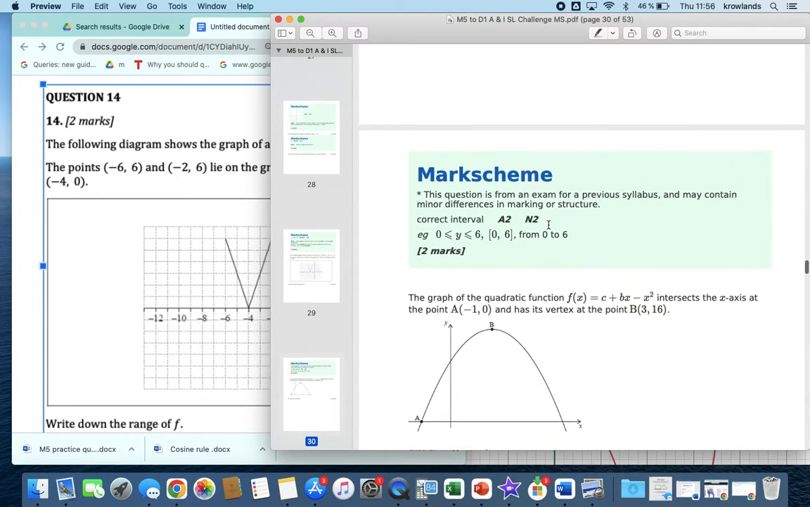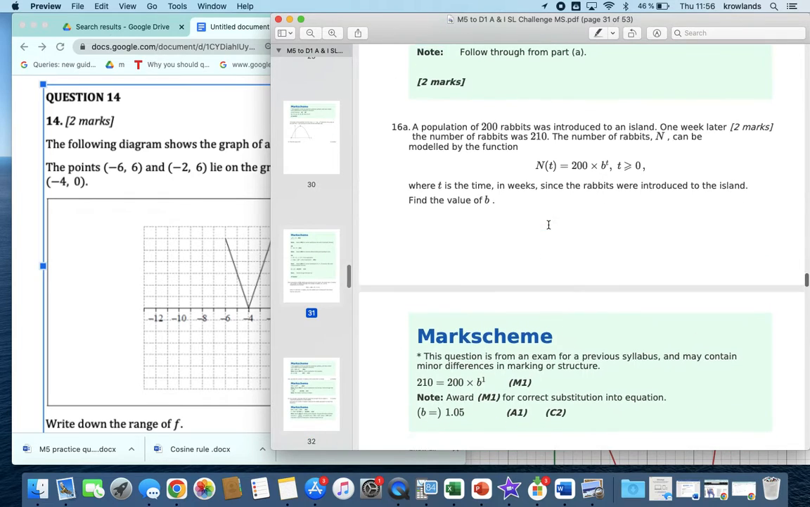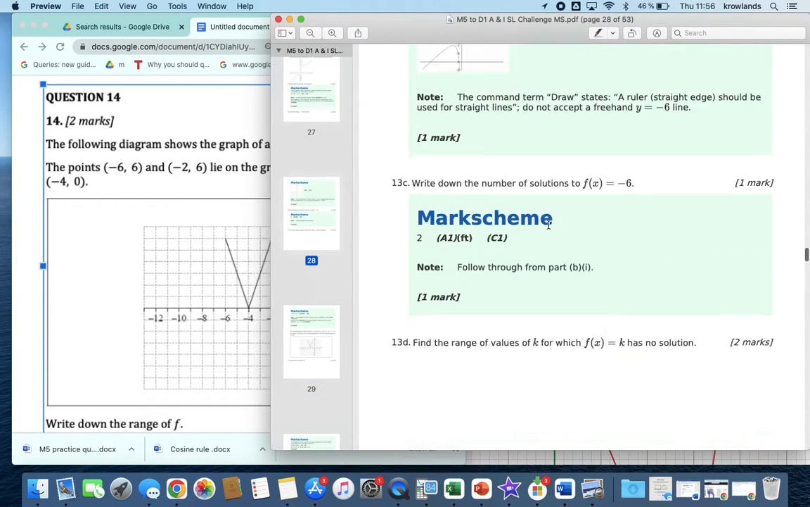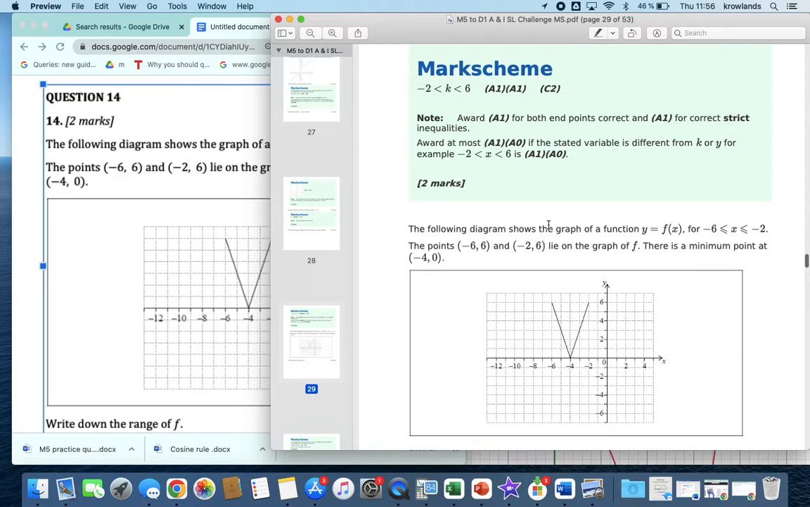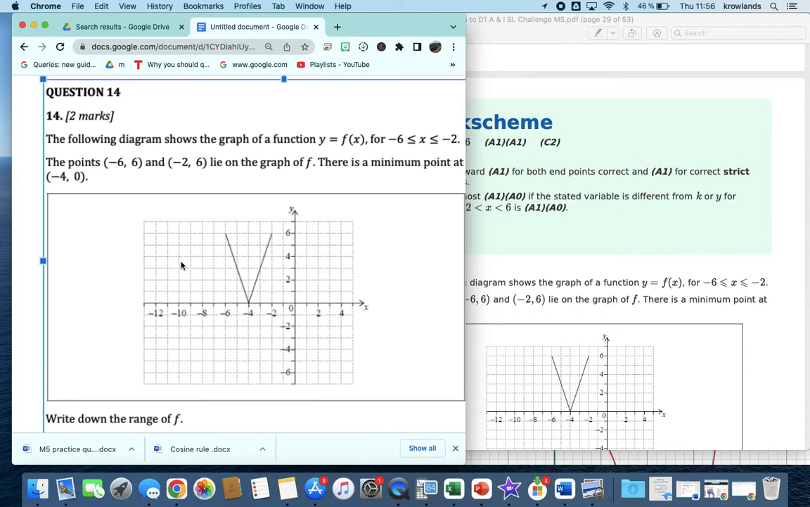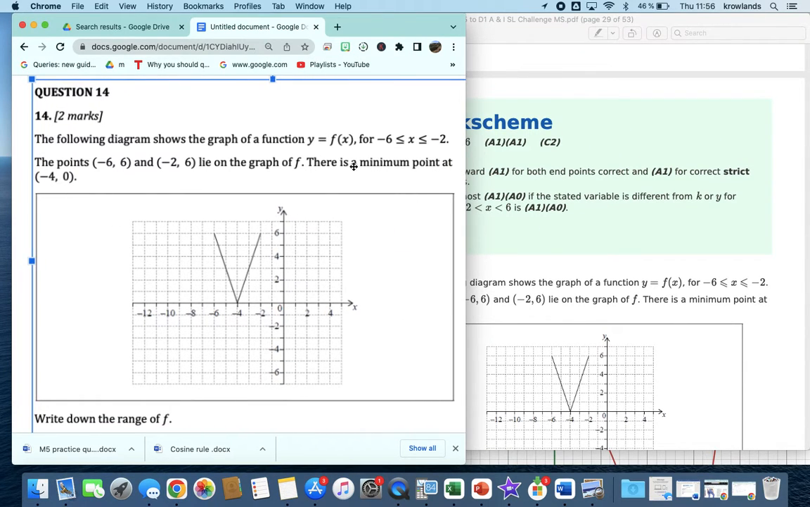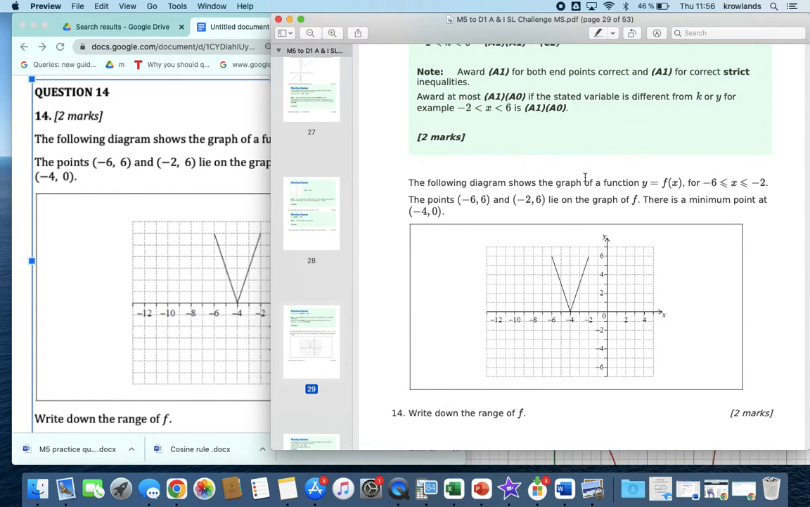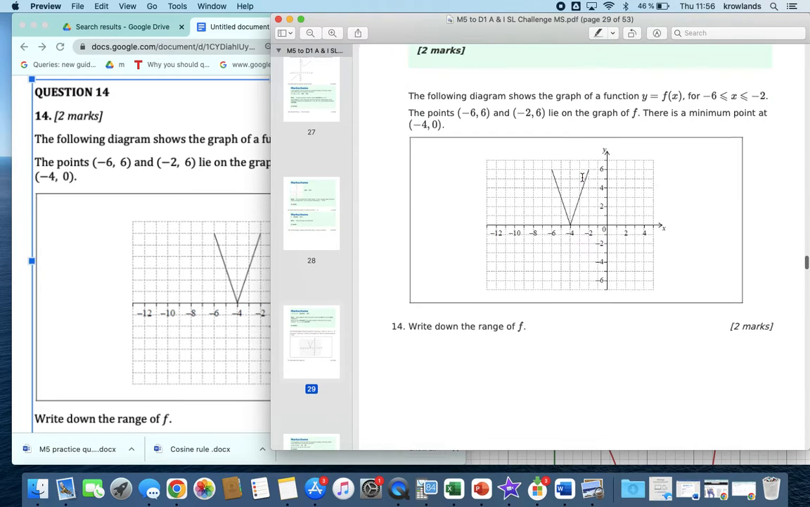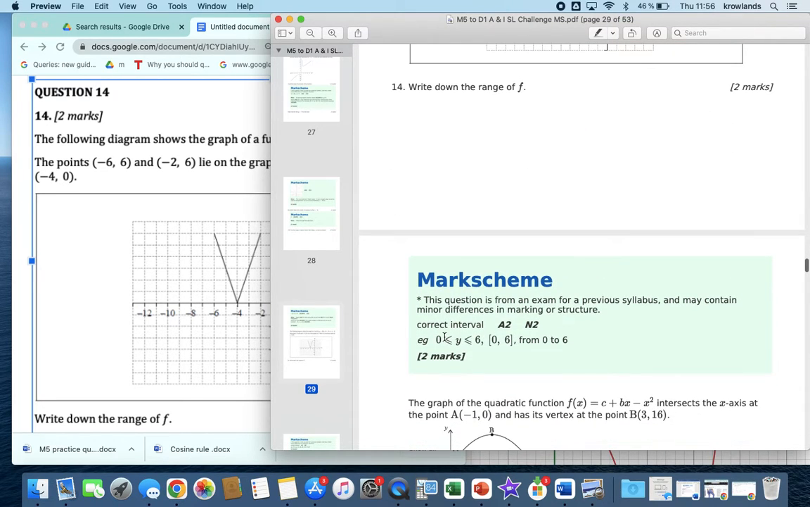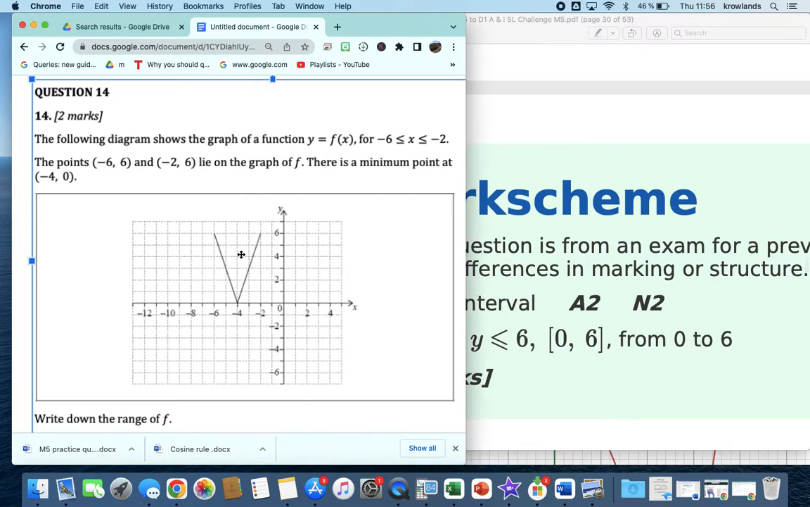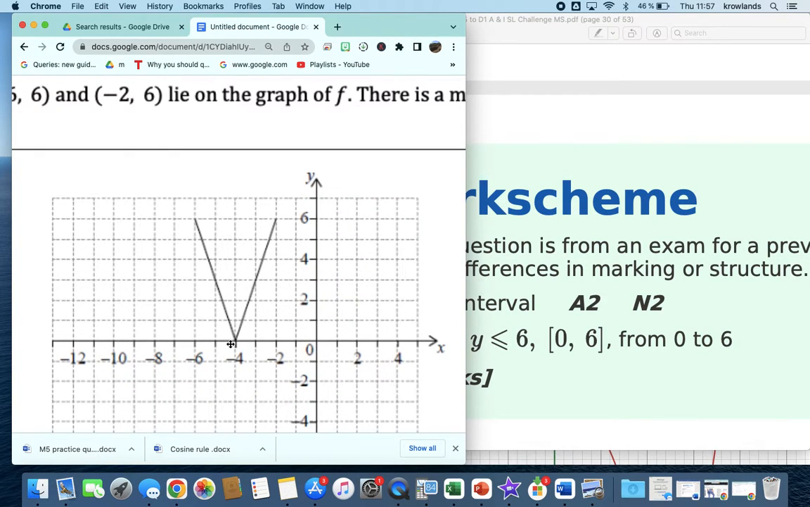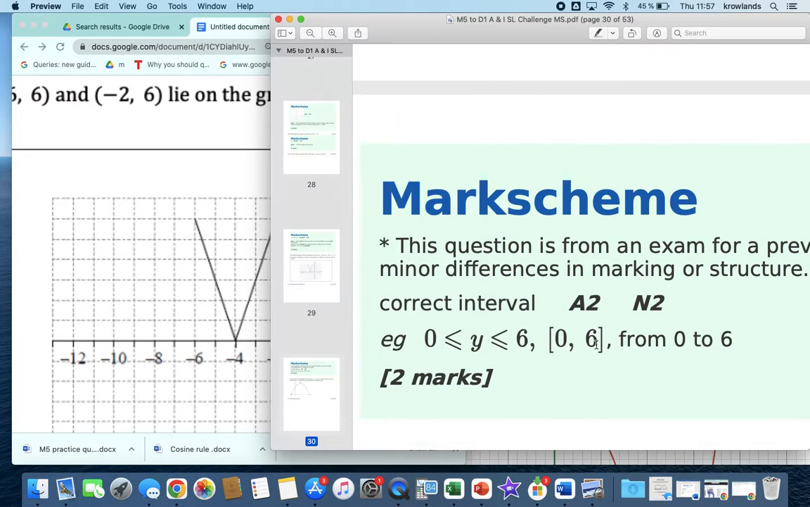Looking at our mark scheme, question 14 will be on the screen very shortly. We know this function is f of x, and we're going to say that the range of f is between 0 and 6, and it includes the 0 because it actually touches the x-axis, and it includes 6 because it actually touches that point where 6 is.